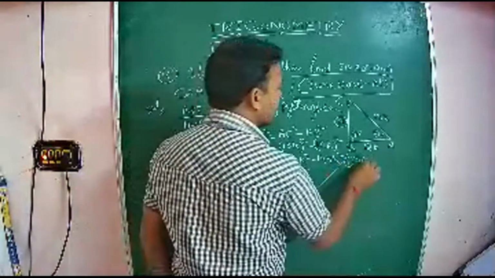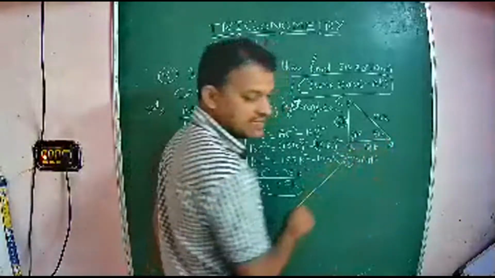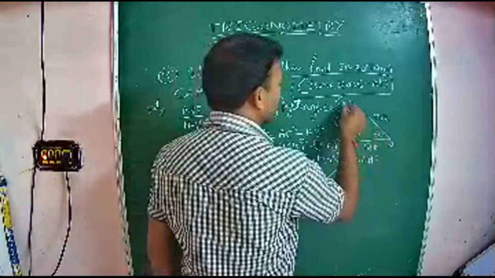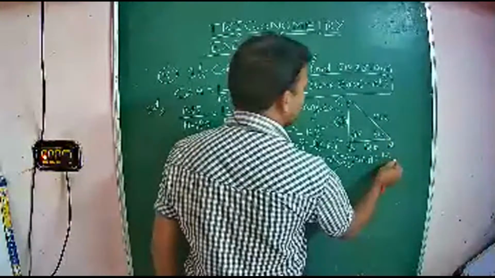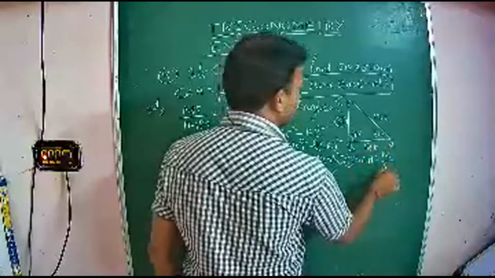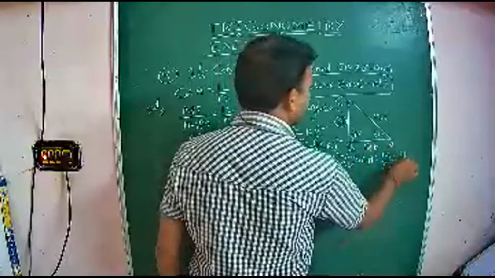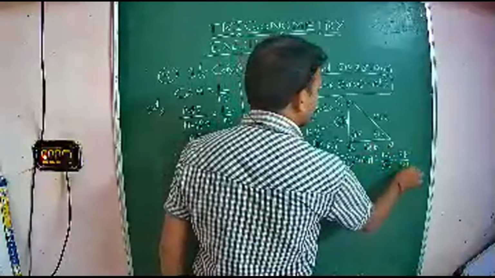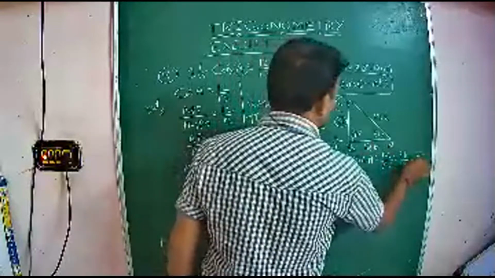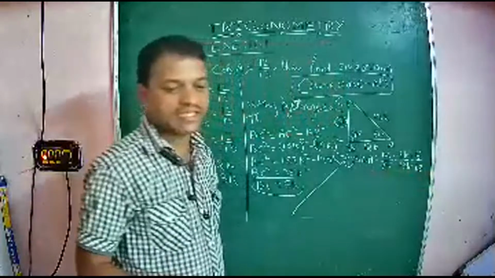So sin A is equal to opposite side BC by hypotenuse AC. That equals 5K by 13K. K gets cancelled, what will happen? 5 by 13 only now.